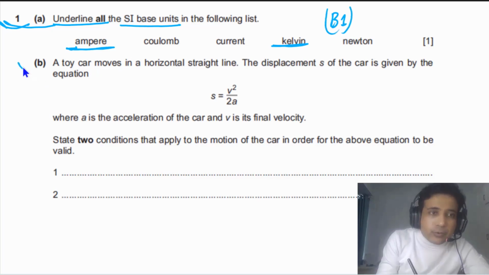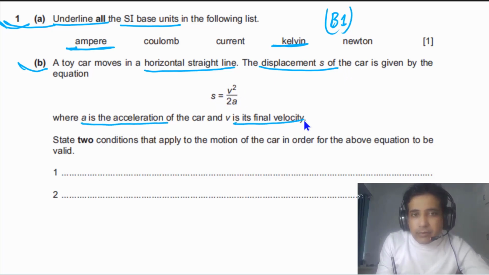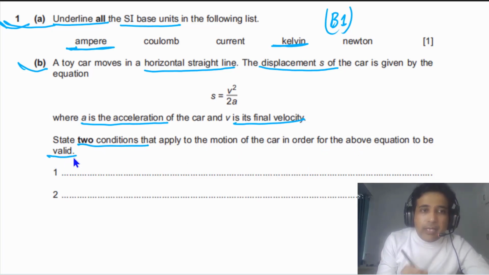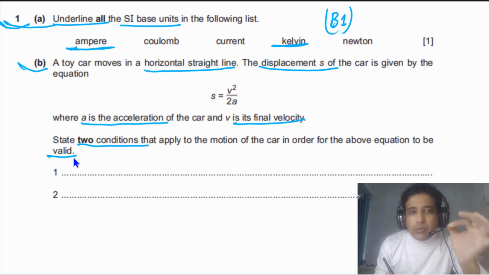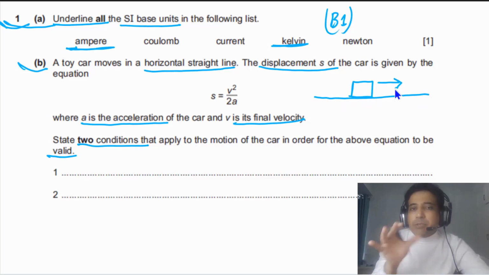If you go to part B, it is given to us that a car moves in a horizontal straight line. The displacement S of the car is given by this equation, where A is the acceleration of the car and V is its final velocity. We need to state 2 conditions that apply to the motion of the car in order for the above equation to be valid, meaning when we can use this equation for the motion of the car. The car is moving in a horizontal straight line. Just imagine it is moving to the right.